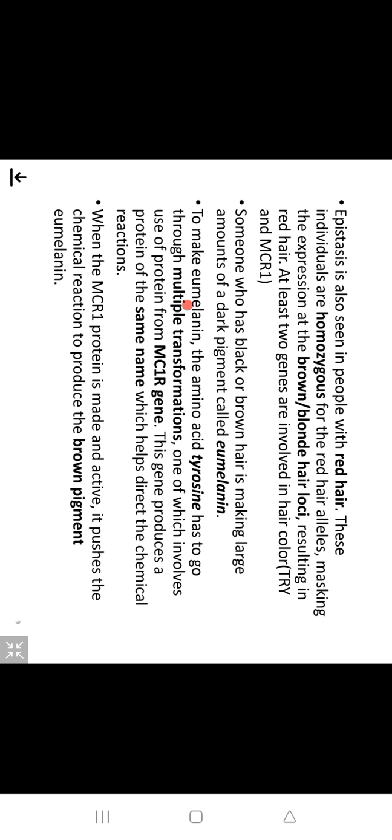To make eumelanin, the amino acid tyrosine has to go through multiple transformations, which involves the protein MC1R. It's actually the MC1R gene. This gene produces a protein of the same name, which helps to direct the chemical reaction. So when the MC1R protein is made and active, it pushes the chemical reaction to produce the brown pigment eumelanin.